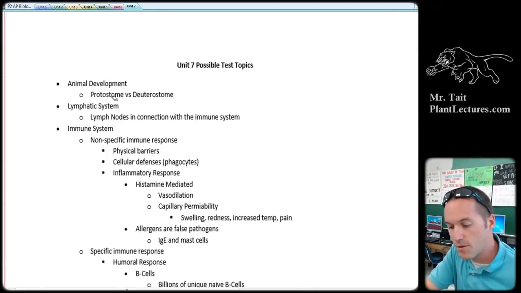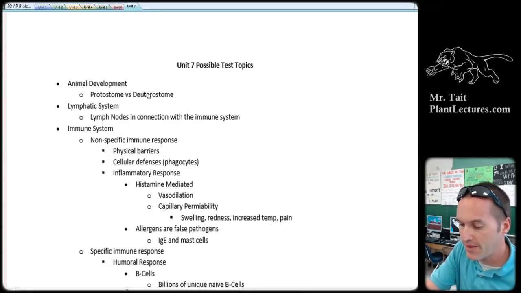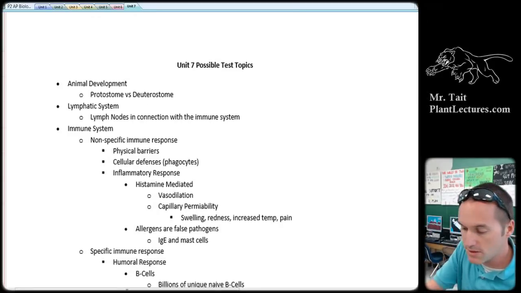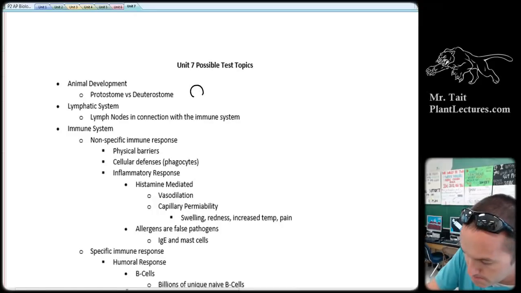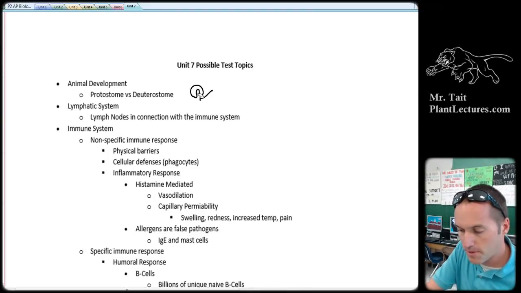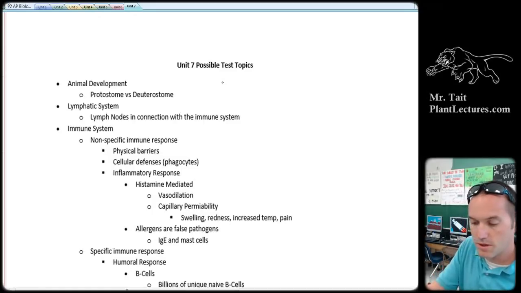So in the case of a protostome, that blastopore forms into the mouth, proto meaning first, stome meaning mouth. And then the deuterostome forms the mouth second, deutero meaning second, so mouth second. But the key here is that infolded region is going to be either the mouth in a protostome or the anus in the deuterostome. Then we went on to talk about the lymphatic system.